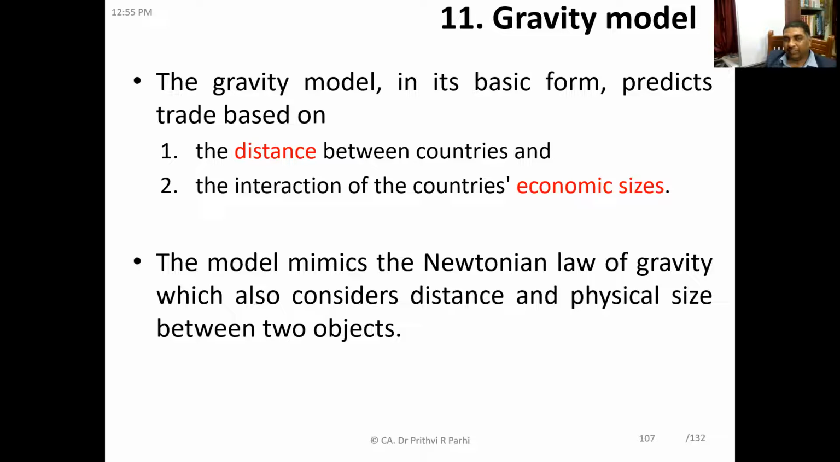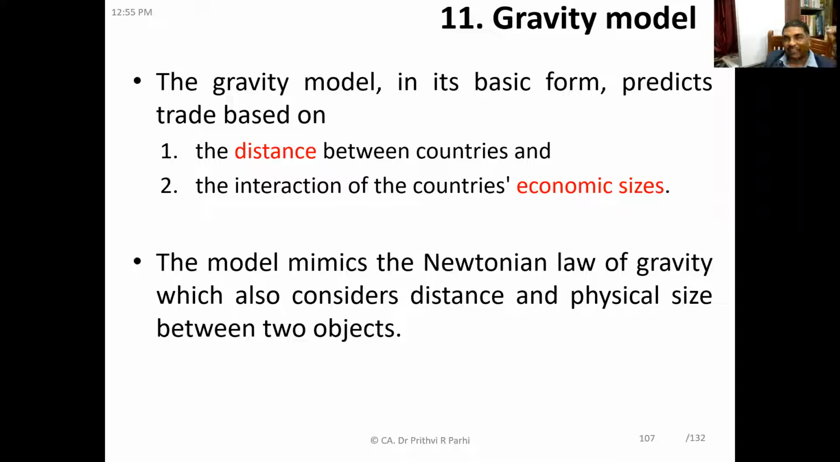Okay. If the distance is close, there is a possibility that there will be more trade between these two countries. And it also depends on the countries' economic size, what the consumer size is in both countries, so that trade can freely happen between these two countries.